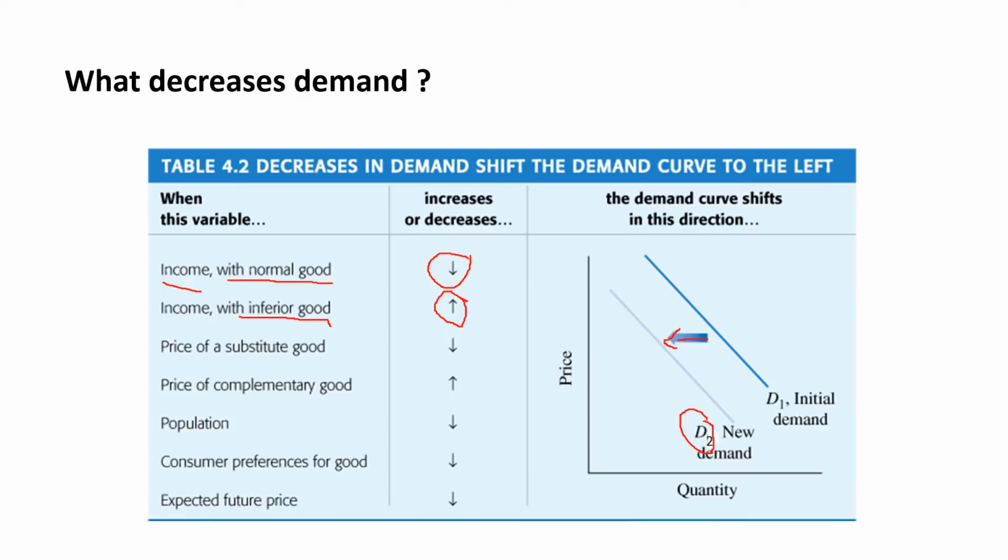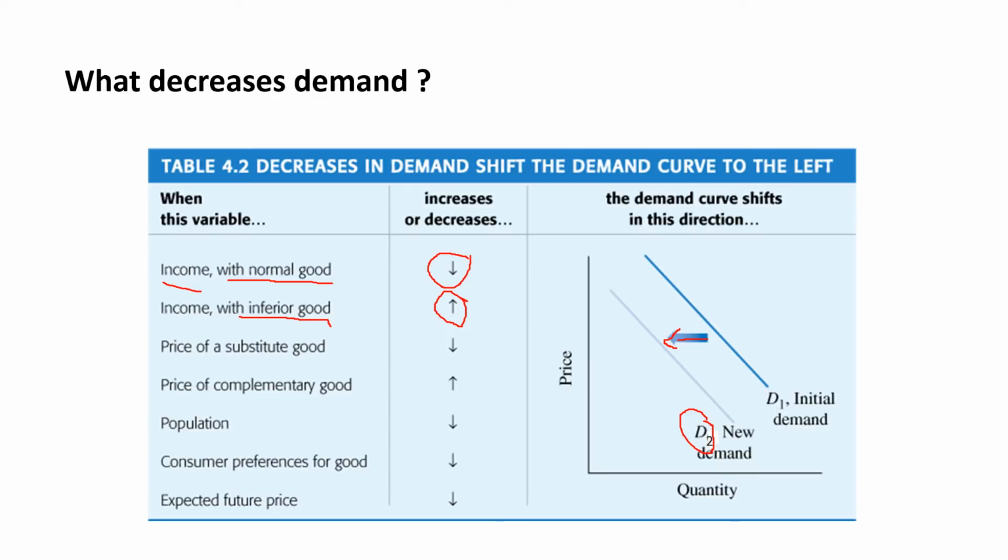The price of the substitute goods. Now, if the price of the substitute goods decreases, what will happen over here? That means the demand for the good will decrease. So, for example, if the price of Pepsi decreases, what will happen to the demand for Coca-Cola? It will decrease because people will buy more Pepsi.